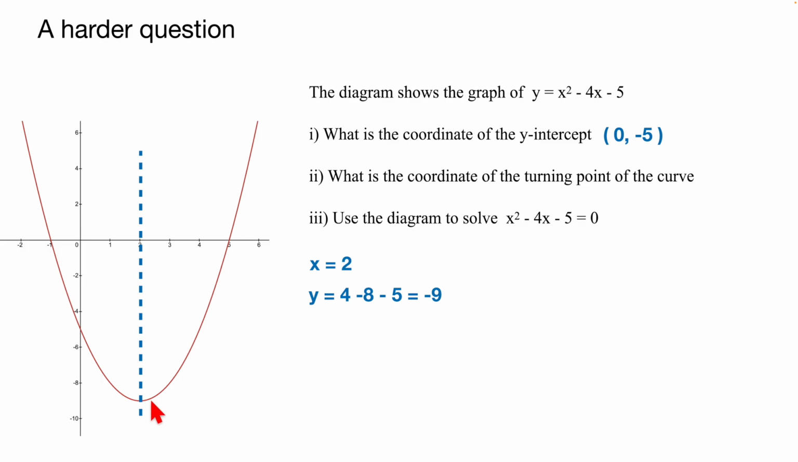And I guess that's what it is, isn't it? It's in between minus 8 and minus 10. But in this case, we couldn't read it. We had to use the equation. So it's 2, minus 9.